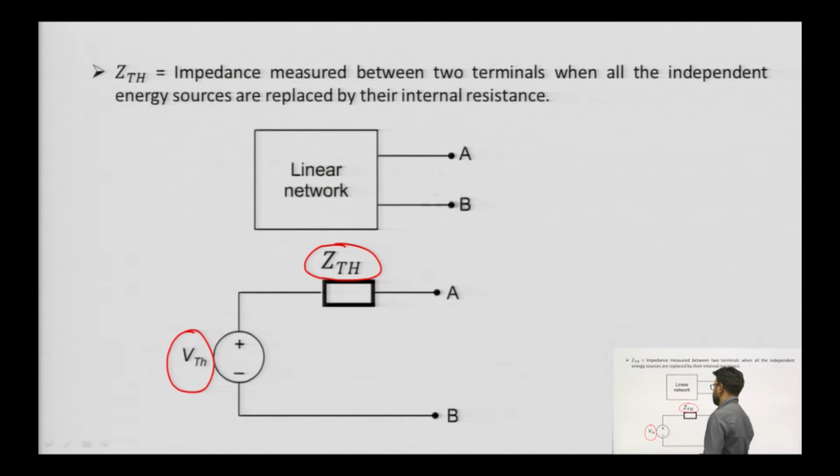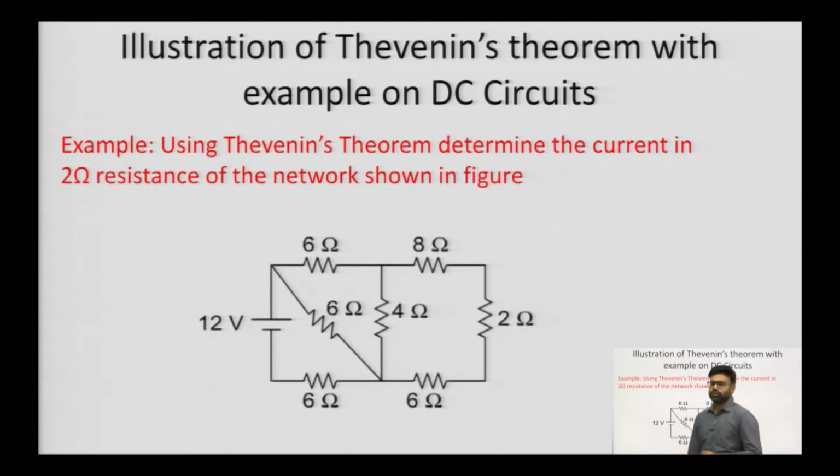To find the Thevenin voltage, we have to open circuit the terminals. For example, to find the Thevenin equivalent across this terminal, I have to open A and B. We make AB open for VTH. Then to find ZTH, we have to replace all the energy sources by their internal resistance. So, we will see how the Thevenin theorem is applied in case of DC circuits.